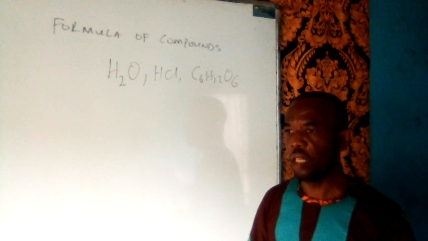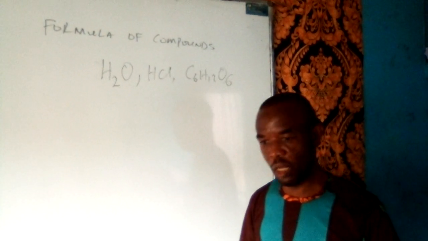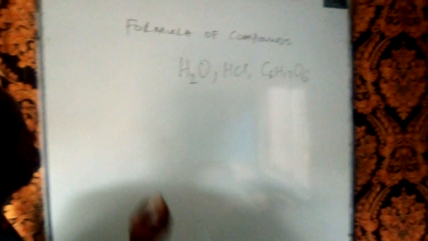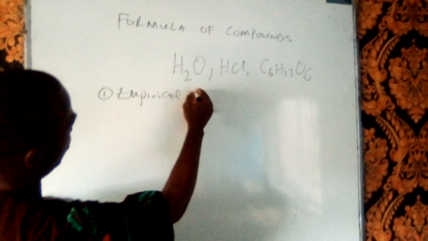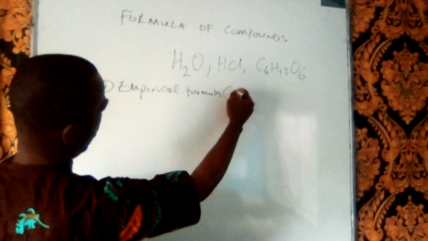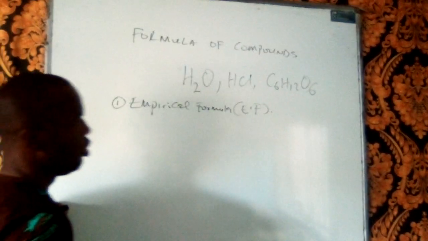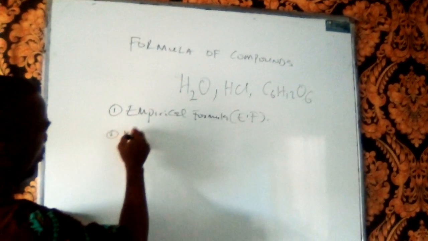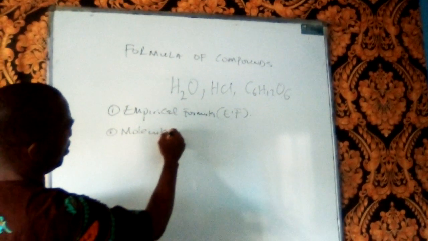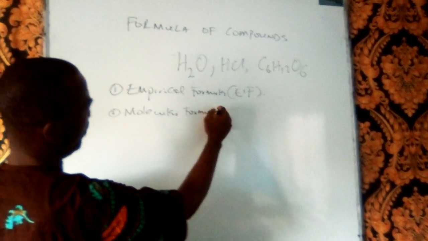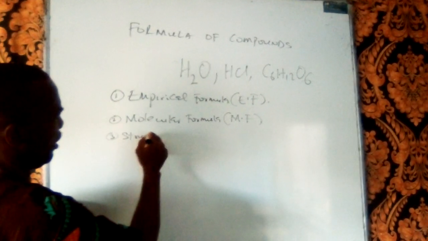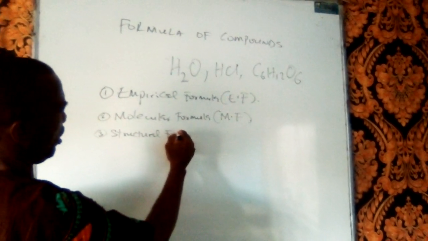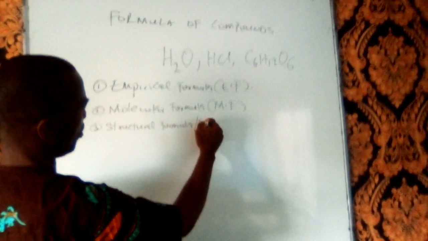Now, we're going to the types of chemical formula. The first we see is what we call the empirical formula, which I can call EF. We have another one called the molecular formula, which we can abbreviate as MF. Have a third one called structural formula, which is used mainly in organic chemistry. Structural formula is also known as molecular structure.